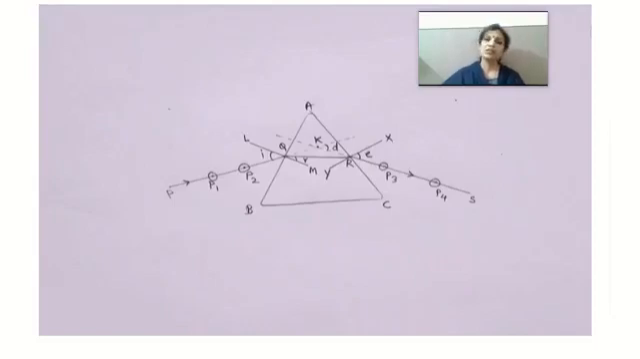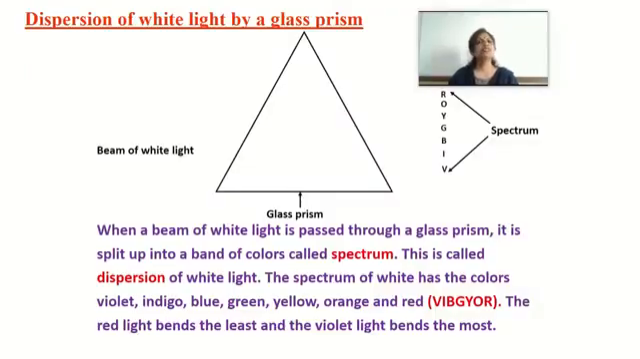Right, children? So this will be an interesting activity to perform in the lab, and once we go into the physics lab we will have this hands-on activity and you will understand refraction of light through a glass prism in a better manner. Our next topic is dispersion of white light by a glass prism. So look at the screen, children.